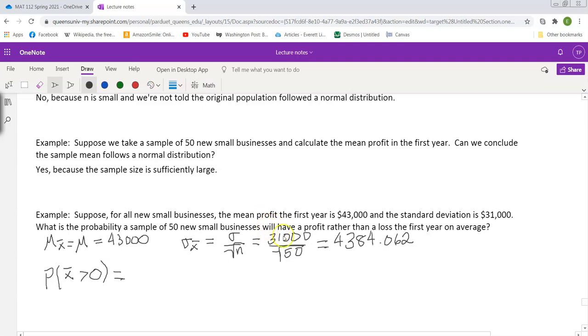So, here's what I need to tell you. If you remember when we were doing the normal distribution, the plain old normal distribution, when we were converting from x to z, we subtracted mu and divided by sigma. That's because we were looking at individuals, and those were x, and so we subtracted the mean of the x's and divided by the standard deviation of the x's.